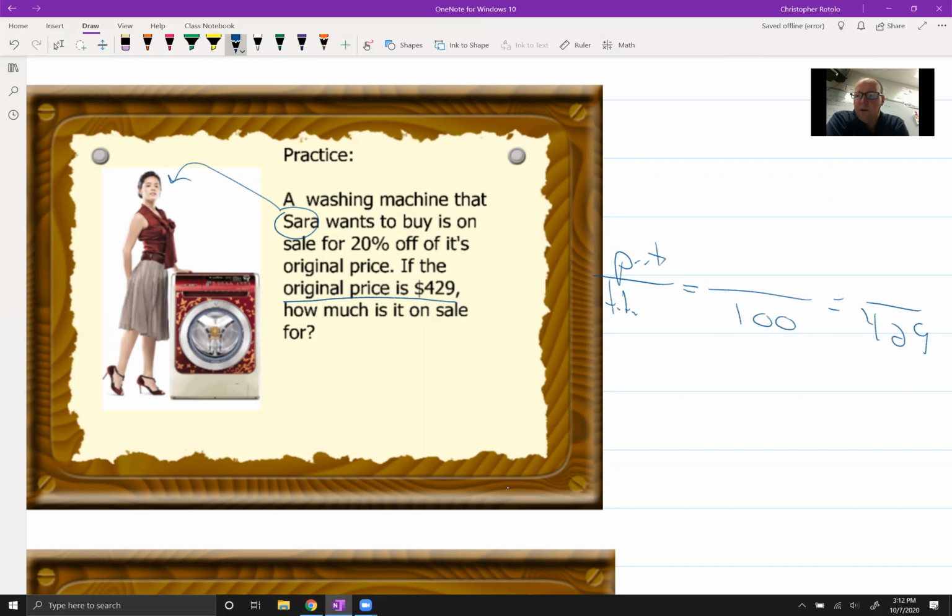Now, I don't want to know the price that she got discounted. I want to know what she paid. So that's 80%, and it's x. Hey, you know what? Since this wasn't a part over the whole, we could have done this the way we started: 429, what would I multiply by? It's 0.8. So both of these end up doing the same thing, and both give us a result. Sarah's washing machine turned out to be $343.20, and that's why she's so happy about it. That's why she's smiling.